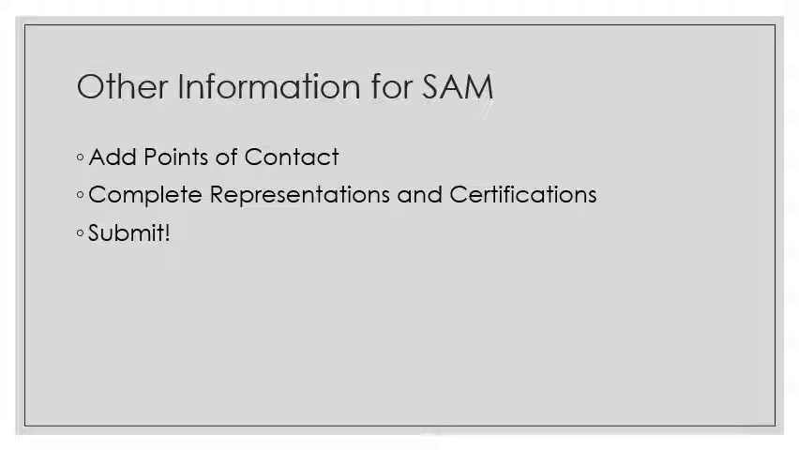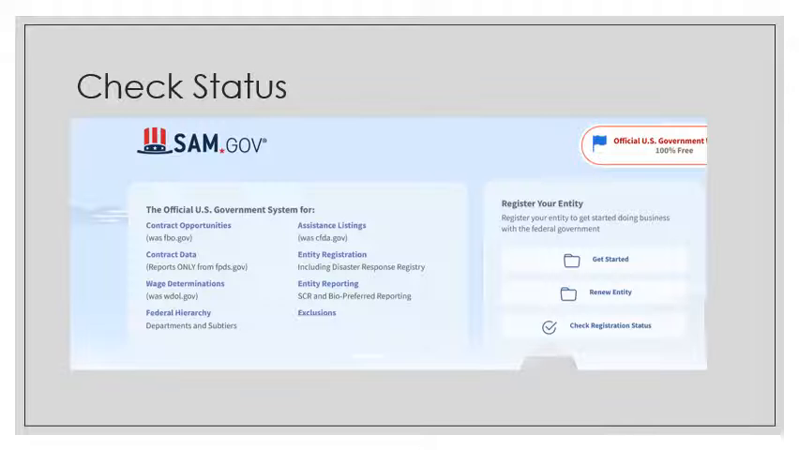One of the more important parts of the other information section is adding points of contact that will be able to get into the SAM system and look at or change information for your township. As you're registering the township, most likely you are one of the points of contact, but you may add others. And remember, as a best practice, we recommend you have more than one user on an account so that somebody is able to get in if one person cannot. You may be asked to complete representations and certifications. If so, complete them, and then don't forget to submit.